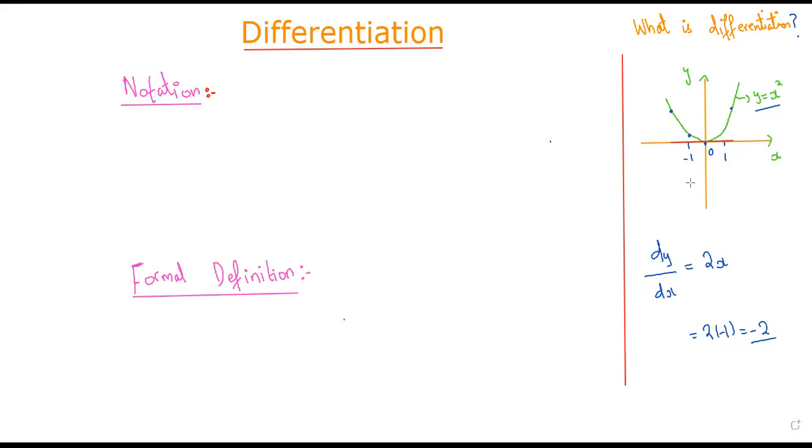Okay, let's talk about the topic properly. Let's talk about how to denote differentiation. What is the notation for differentiation? We have multiple ways of writing it down. You can write it this way: dy by dx. You can write it as f dash of x. You can write it as df by dx. You can write it as y dash, or you can write it as y1.